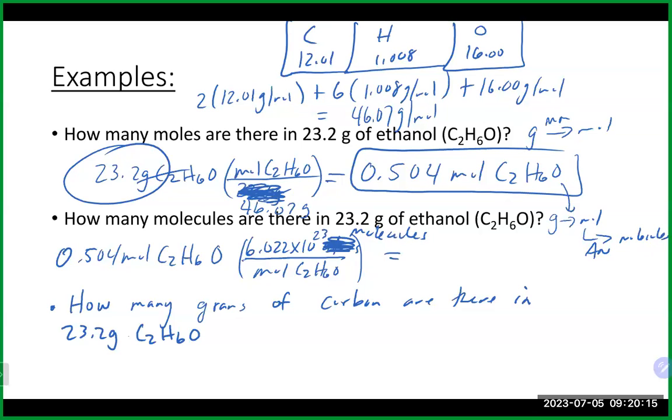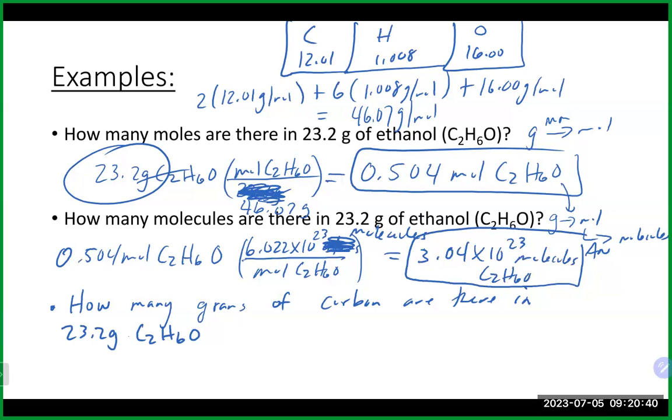There we go. And we got 0.504 times 6.022 times 10 to the 23, going to get us 3.04 on my rounded number times 10 to the 23 molecules here of ethanol. Questions on those first two parts of it?